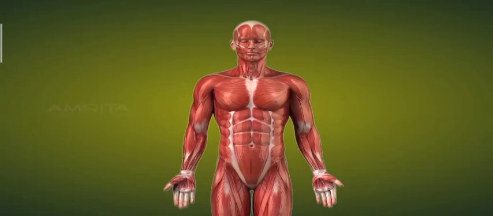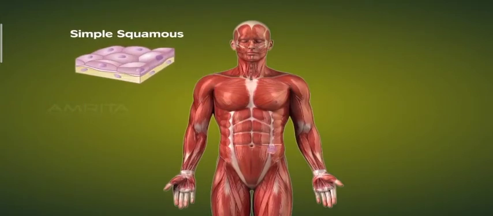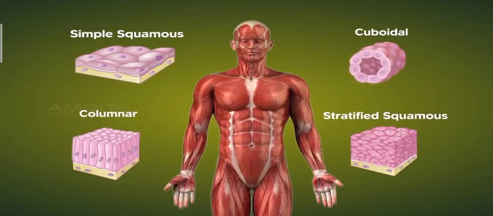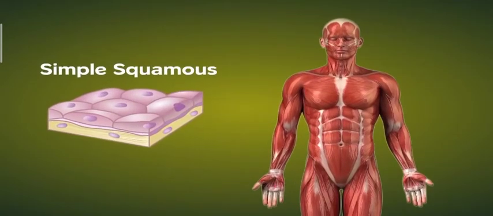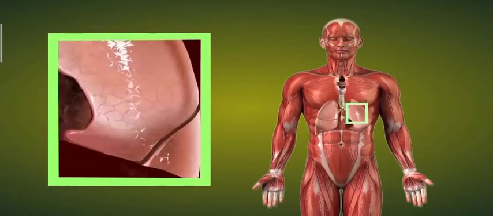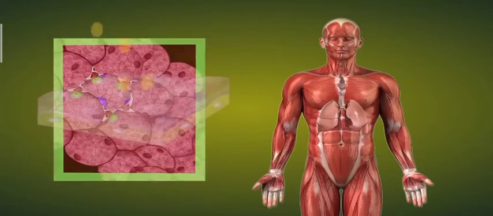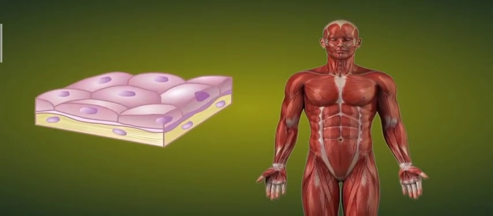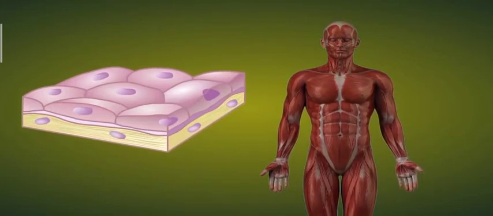Epithelial tissue is subdivided into simple squamous, stratified squamous, columnar, and cuboidal epithelium based on the shape and functions of their cells. The simple squamous epithelium is found in the lining of the alveoli and allows transport of small molecules across the membrane. It is extremely thin, flat, and single layered.